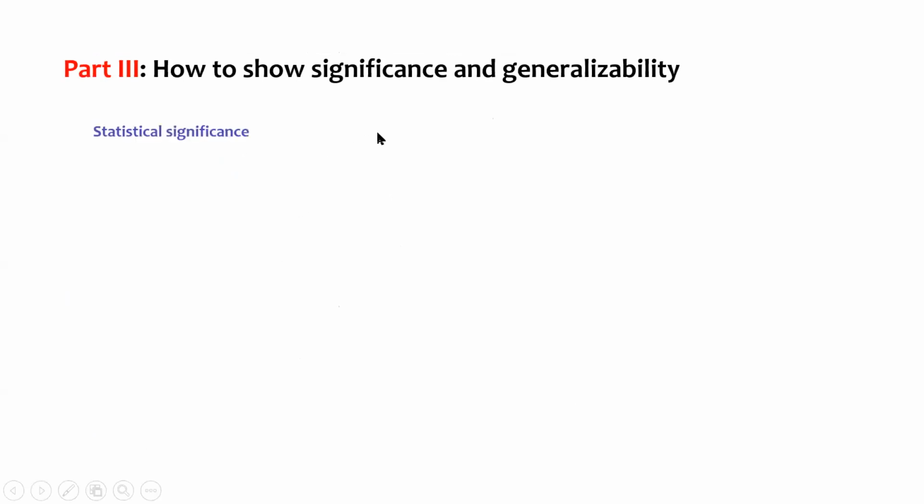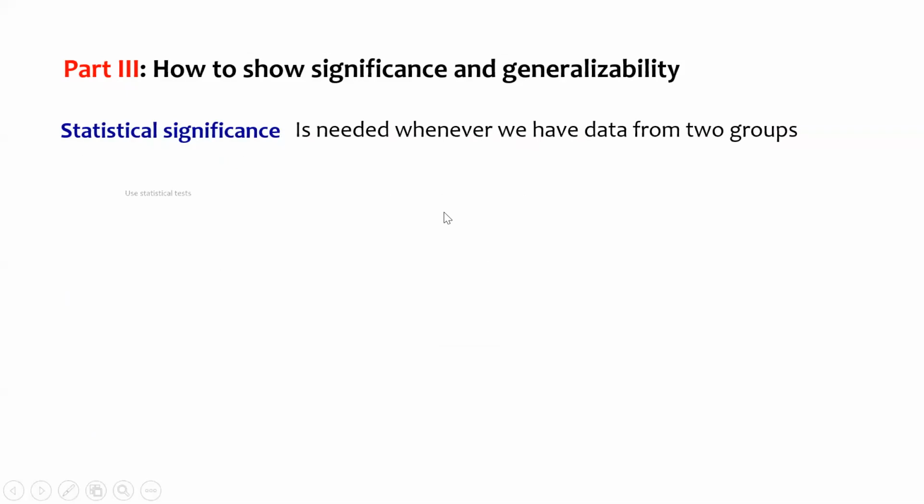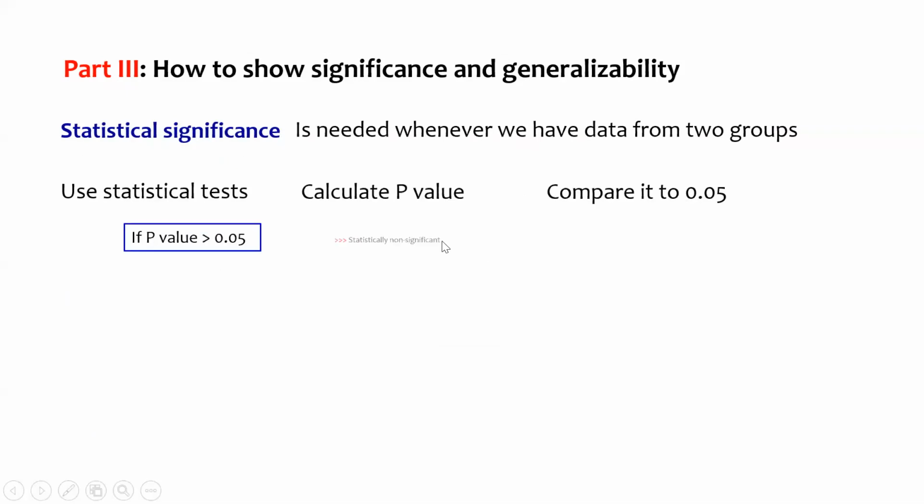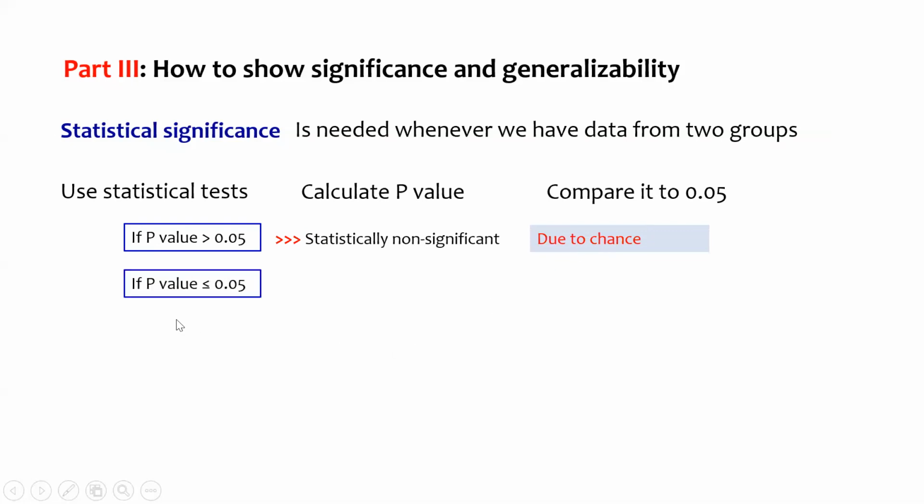Now, how to show significance and generalizability. You remember there are two ways, without going into their details. First, by measuring the p-value. If the p-value is more than 0.05 then statistically this is not significant, and the difference that came out in the study is due to chance. If the p-value is equal to or less than 0.05 then this means that the result is statistically significant, where it is not due to chance but due to a real difference.